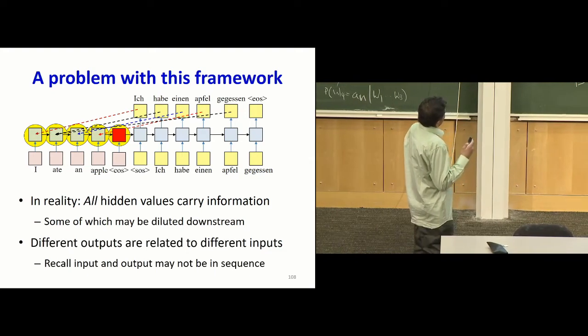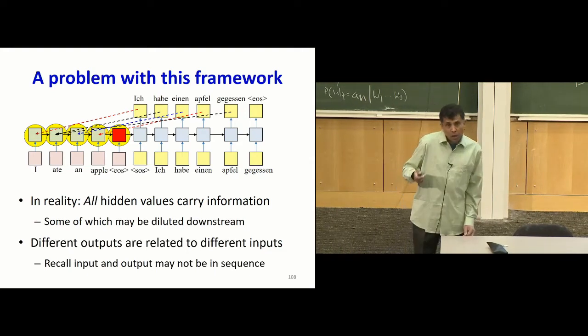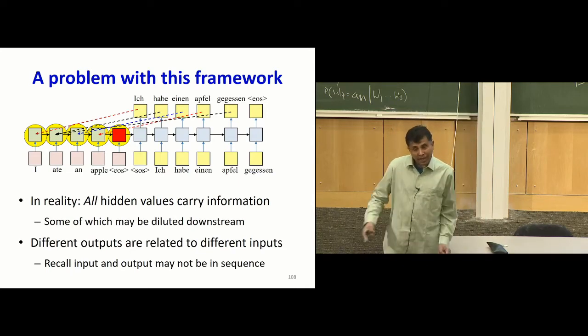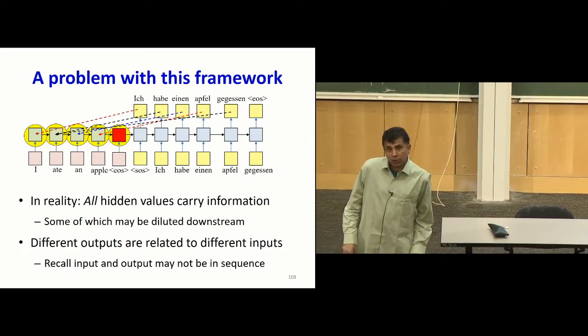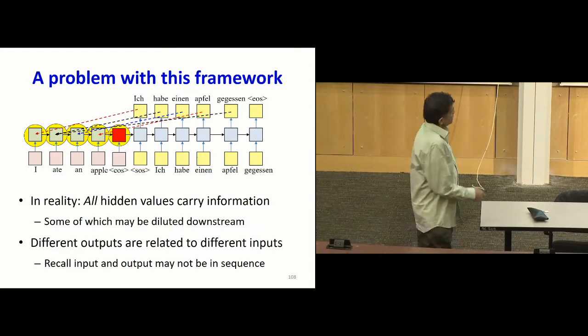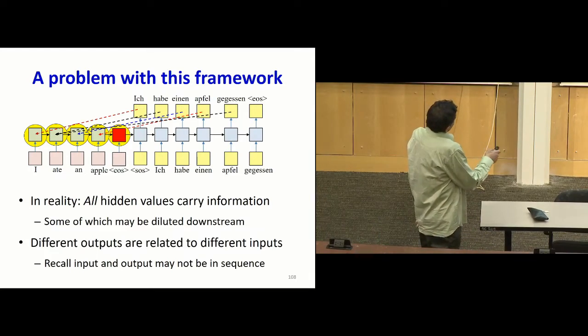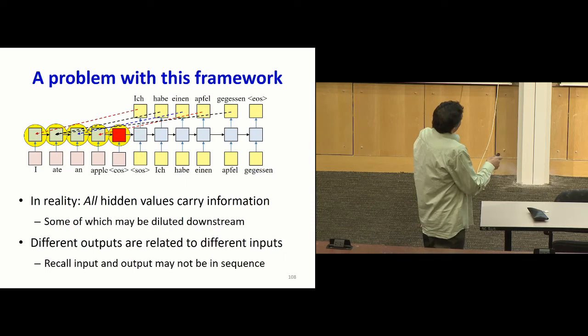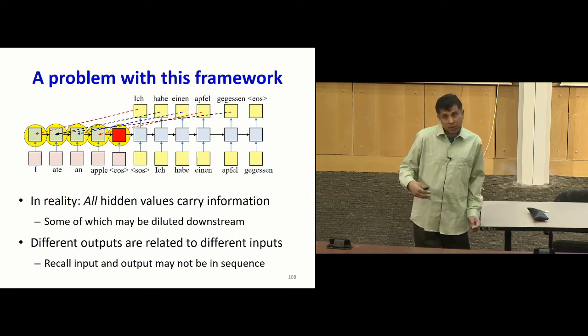So we need some way of figuring out which portions of the input to focus on while keeping in mind that the input and output may not be in sequential order. And case in point is this word ate, which actually became habe gegessen. So both of these should ideally be focusing on the word ate.